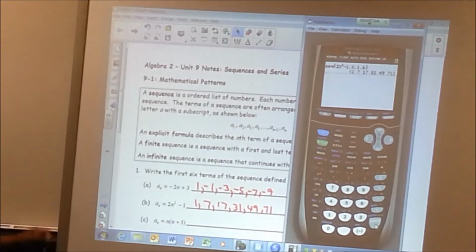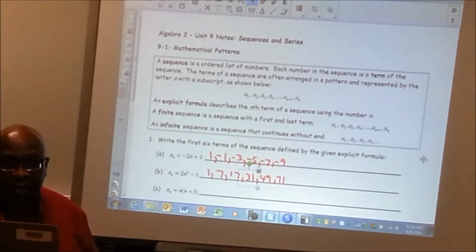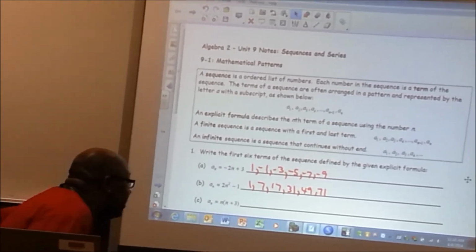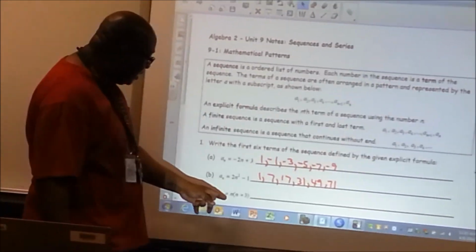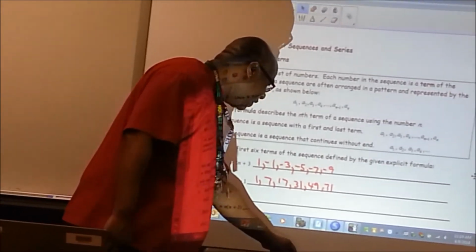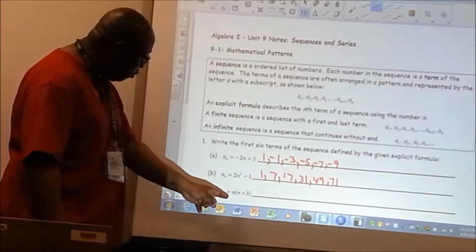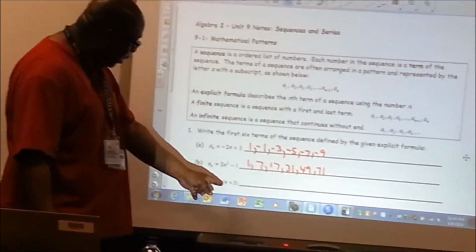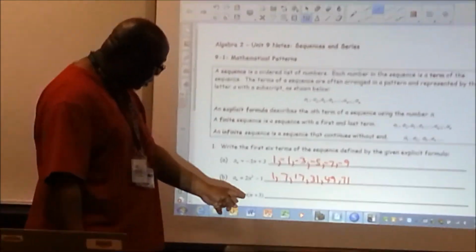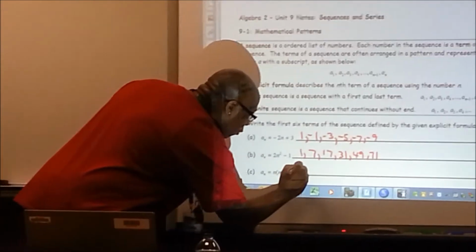Okay, let's look at C here. And let's try this one and let's see what we get. So we have A of n is equal to n times n plus 3. Well, let's find the first term of this sequence. So A of 1 is going to be 1 times 1 plus 3. Okay, so 1 plus 3 is 4 times 1, so that should be 4.